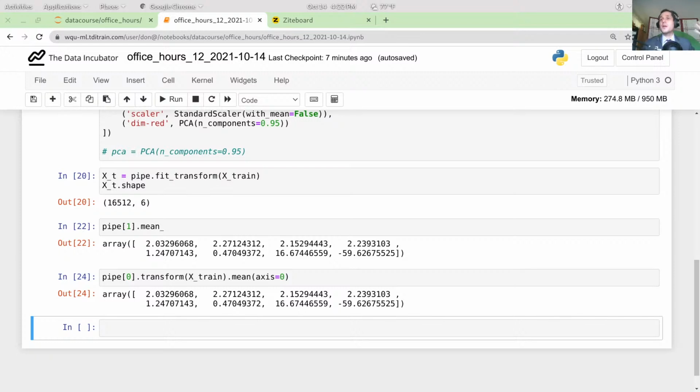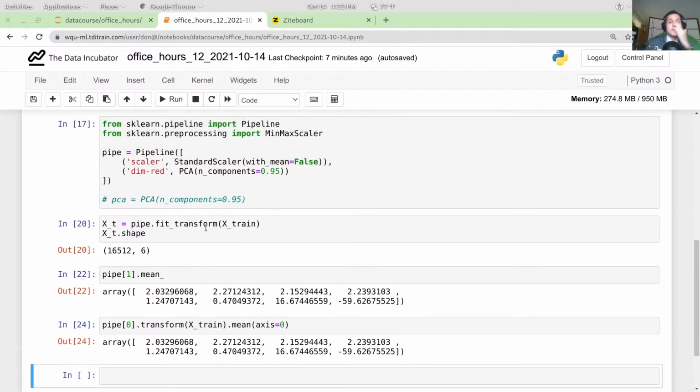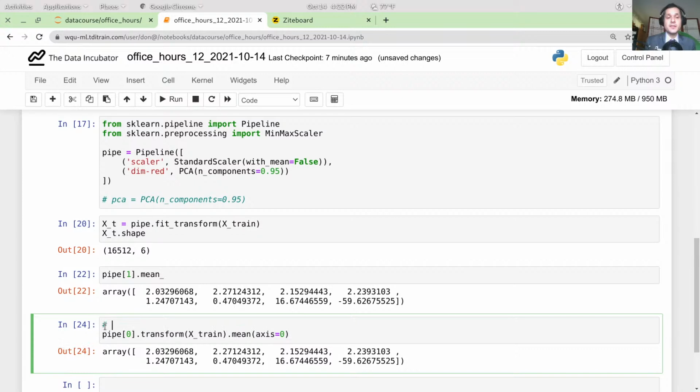Great to work with. I see a question here: for your explanation, centering the data is mean 0, but here we have values for the mean. Oh, so keep in mind that PCA centers the data. This here is the output after scaling, which we did not center.